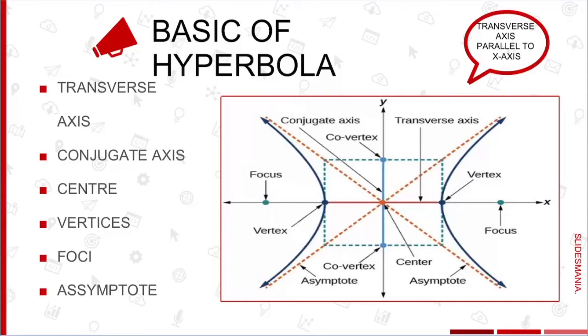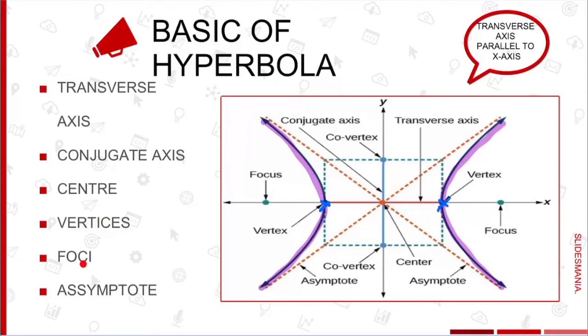Then let us look at the shape of your hyperbola. Since your transverse axis is parallel to the x-axis, our hyperbola will open to the right and also open to the left. For the points that cut through your transverse axis, that is our vertices. You have two points of vertices here, so you can call this V1 and this point V2.